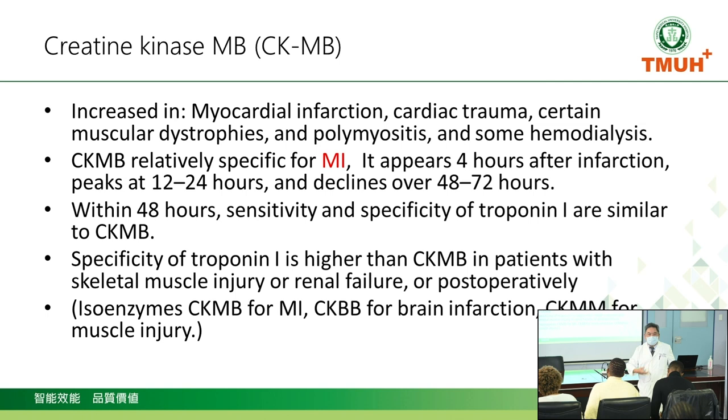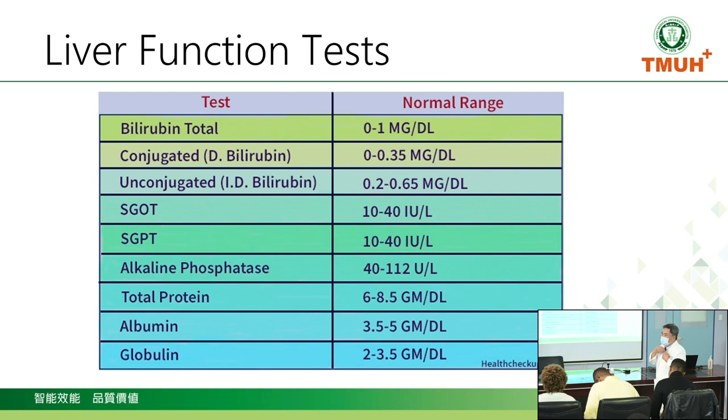Now, oh, the time is too quick. I will go more quickly through the liver function tests. What liver function tests do we need? Here, you need to check many changes. First, check total protein and albumin. It's very important, not only for liver disease but also for chronic wasting disease and kidney disease.